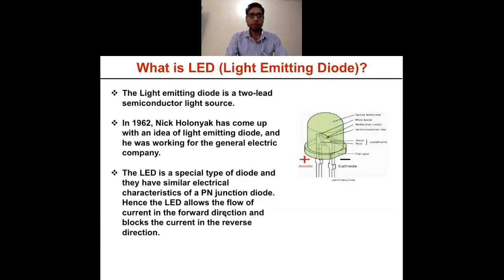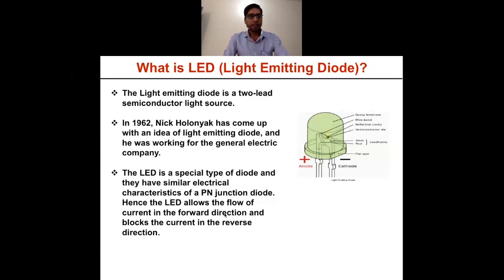So what actually is the light emitting diode? The light emitting diode is a two lead semiconductor light source, and it was discovered in 1962 by Nick Holonyak, who came up with the idea of the light emitting diode, and he was working for the General Electric Company.